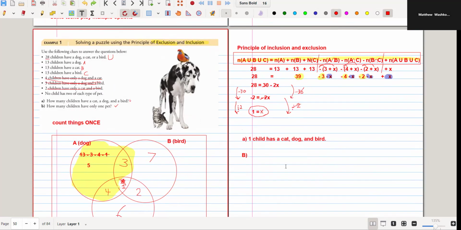So instead of doing set notation, in this case I can just use basic numbers because I've done all the groundwork. The set notation just helps you organize yourself. So it's 5 plus 7 plus 6, right? So that would give me 12 plus 6. 18 children only have 1 pet.